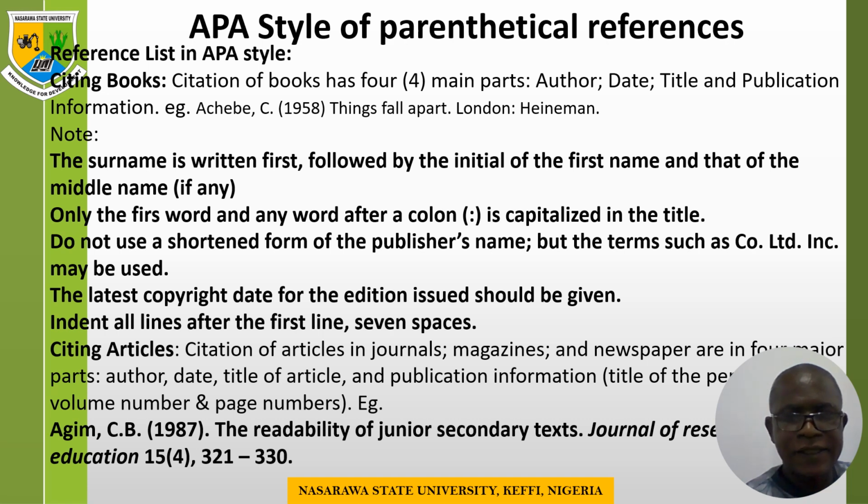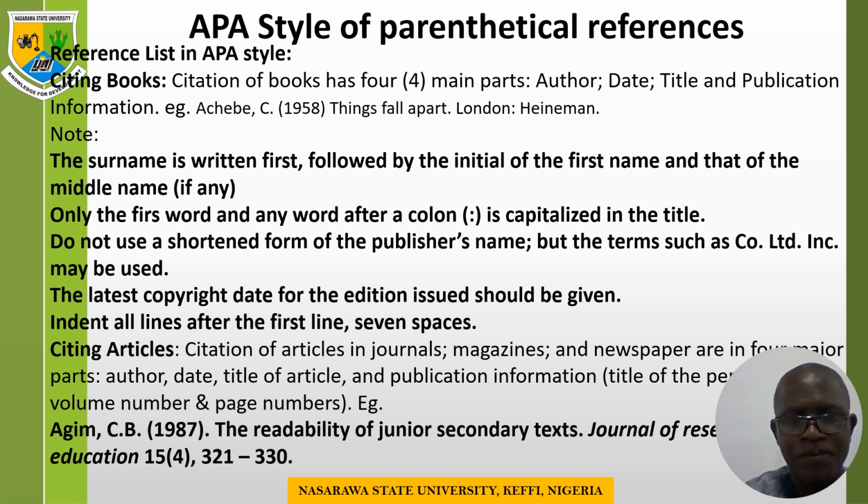Reference list in APA style. Citing books. Citation of books has four main parts: the author, date, title, and publication information. For example, Achebe, C. 1958, in bracket, Things Fall Apart, London, Heinemann.